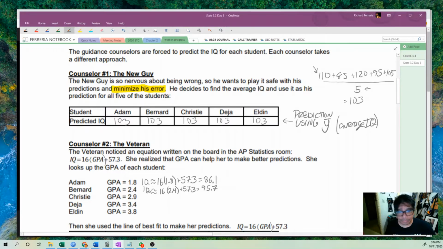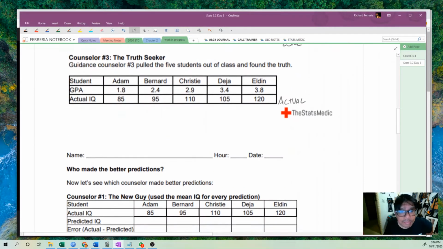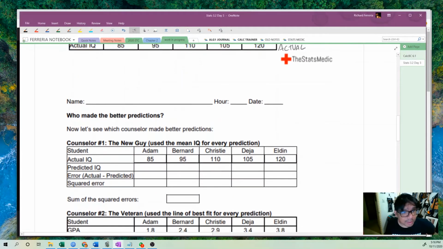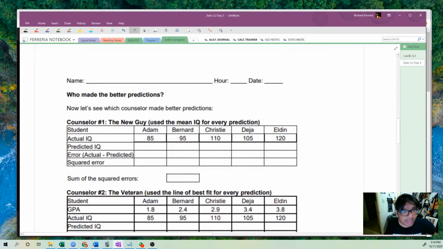Okay, so we have all of that. And the next part is we're going to take all of our counselors and calculate what is going to end up being the squared residual. So we're taking a look at the new guy here. The new guy predicted everybody had a 103 IQ.